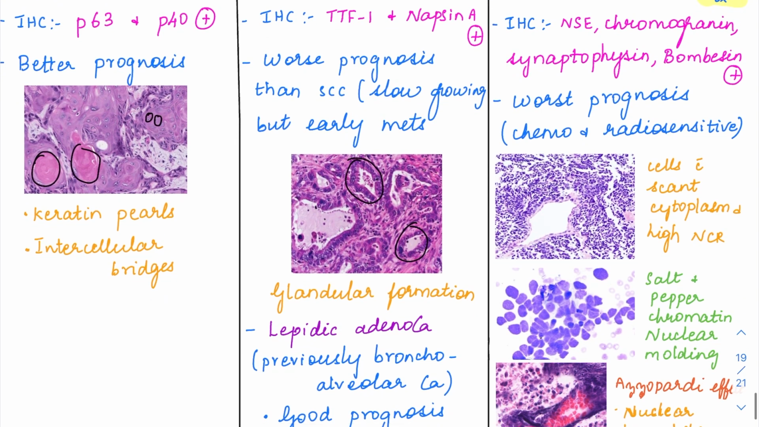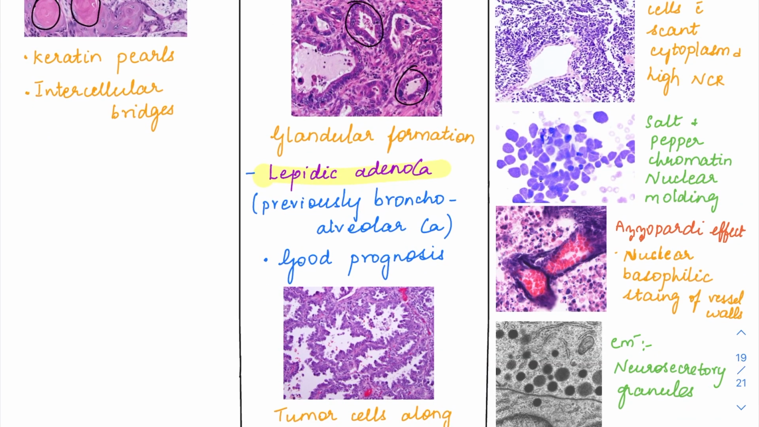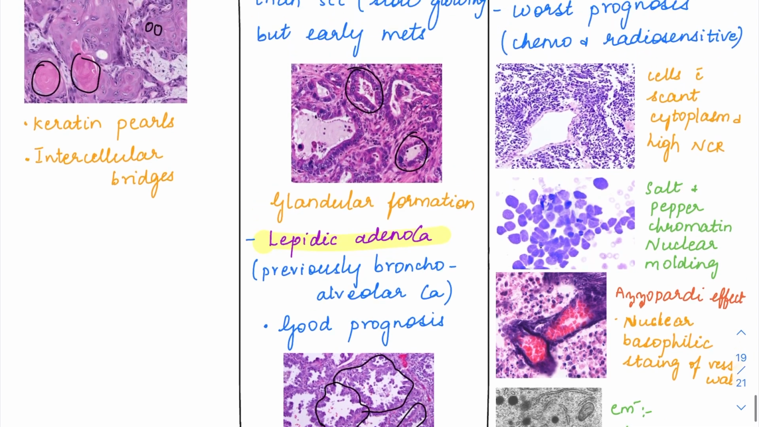Next, there is a type of adenocarcinoma called lepidic adenocarcinoma, which was previously called bronchioloalveolar carcinoma. Now it is termed lepidic adenocarcinoma. It has a very good prognosis because the tumor cells spread across the alveolar septae only, rather than infiltrating into the stroma. They grow along the alveolar septae, so all of the alveolar septae are involved by this tumor. That is why it has a very good prognosis.